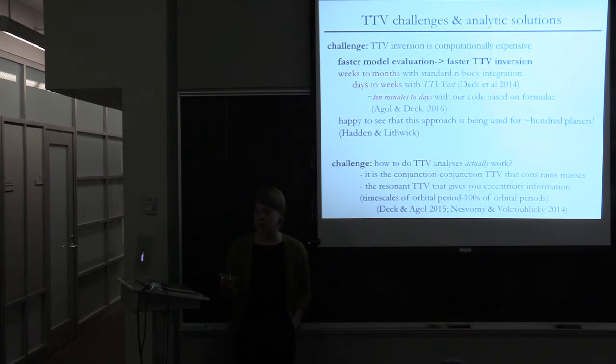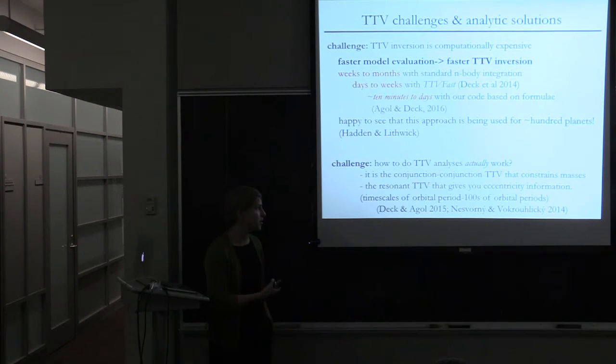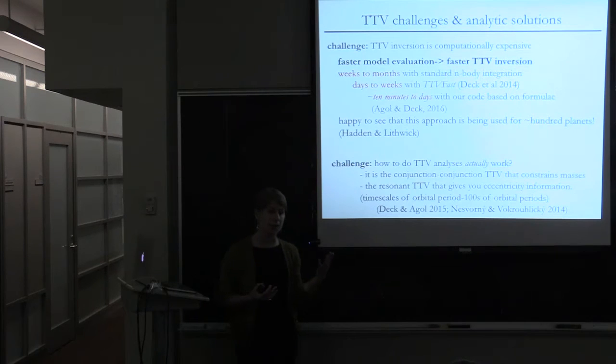Okay, so the second challenge was that there's this black box, and it's sort of unsatisfying that you end up with these measurements without knowing where they come from. And so what I've shown you is that these short timescale interactions between planets that are associated with every conjunction tell you about masses, and these resonant TTVs that happen on timescales of hundreds of orbital periods tell you about the planet eccentricities.